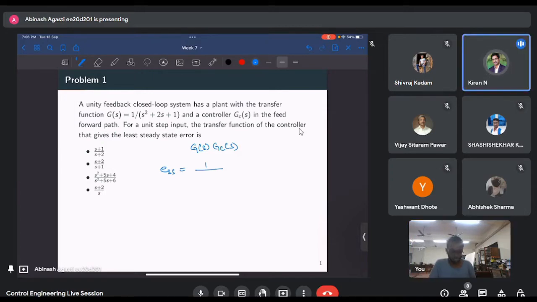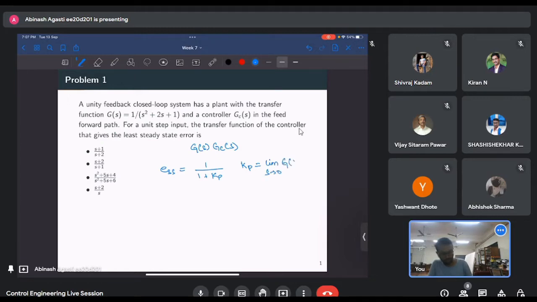1 by 1 plus Kp. This is the formula, right? 1 by 1 plus Kp? Yes. So where Kp is the position error constant given by limit s goes to 0, G(s) Gc(s).